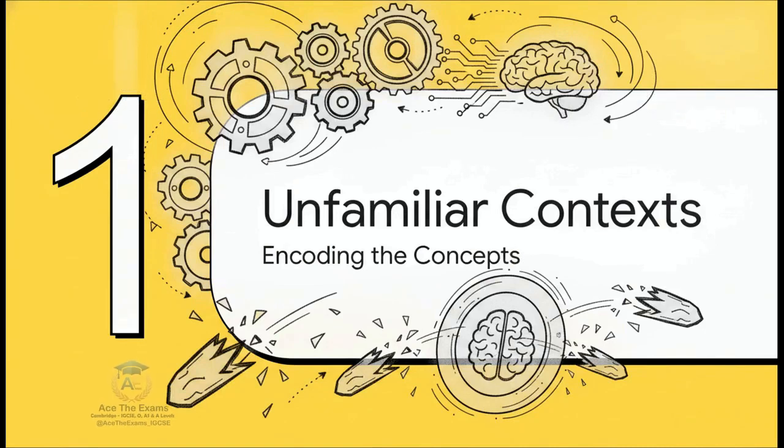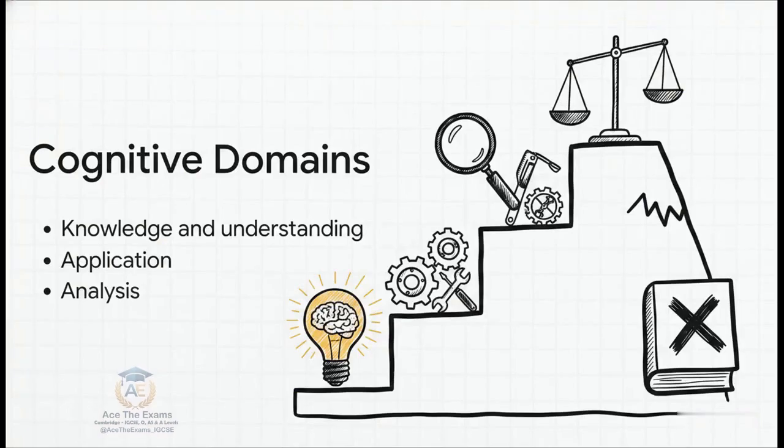Let's talk about encoding the concepts. Now this right here beautifully illustrates why rote memorization, like our student Alex was doing, just does not cut it. The assessment objectives for the Cambridge 9618 exam are strictly designed to target 3 very distinct cognitive domains. Notice how these domains act like a staircase. At the very bottom step, you have basic knowledge and understanding. This is knowing what a linked list is.